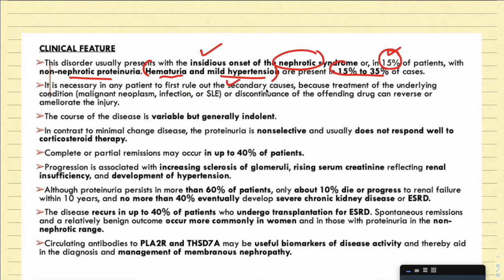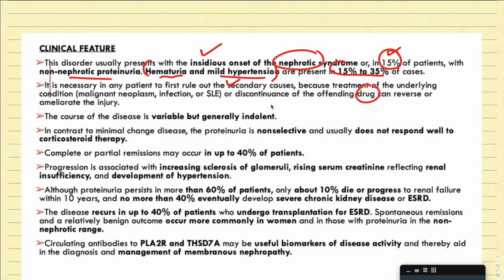Now, before you give a diagnosis of membranous nephropathy, it is very necessary for any patient to rule out any kind of secondary cause. Very important, because the treatment of the underlying condition, the malignant neoplasm, infection or SLE, or discontinuance of any offending drug can reverse the process. So if you identify the cause, then you can reverse the process.